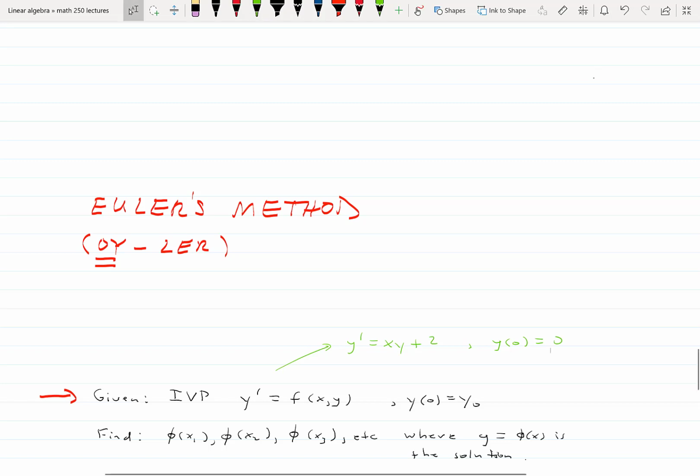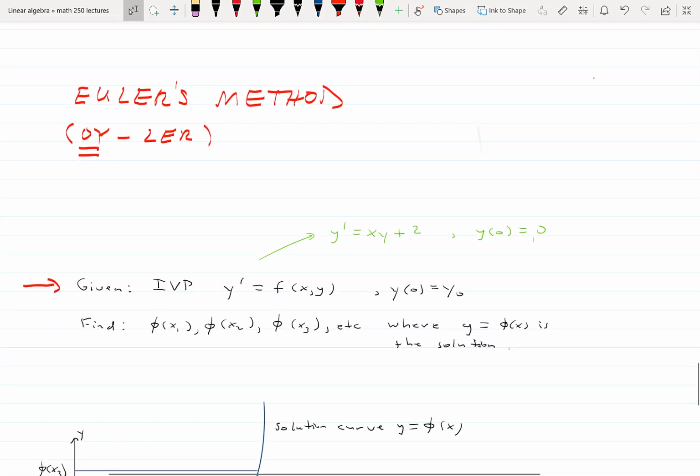So the idea is not to find an explicit form of the solution, but to find the y values of the solution at specific x values. So if y equals phi of x is a solution curve, or an analytic solution, an exact solution, then we're interested only in the y values at, say, x1, x2, x3: phi of x1, phi of x2, phi of x3, phi of x4, phi of x5, etc.